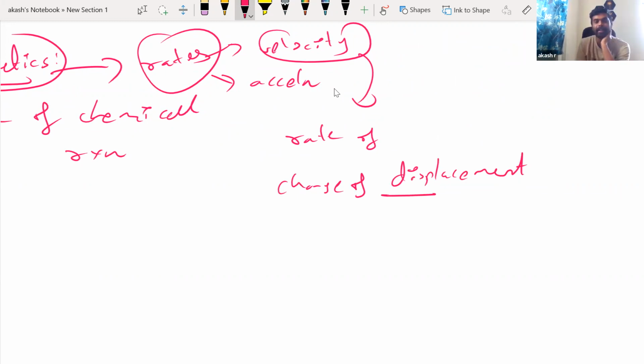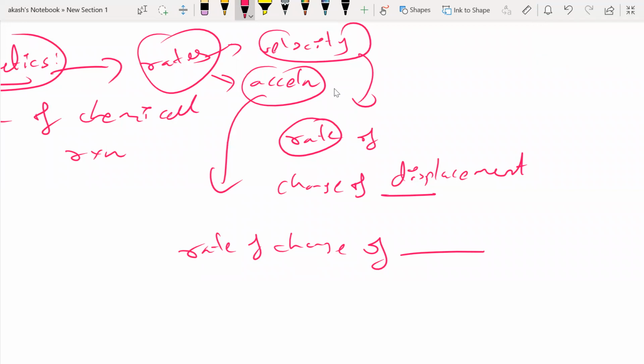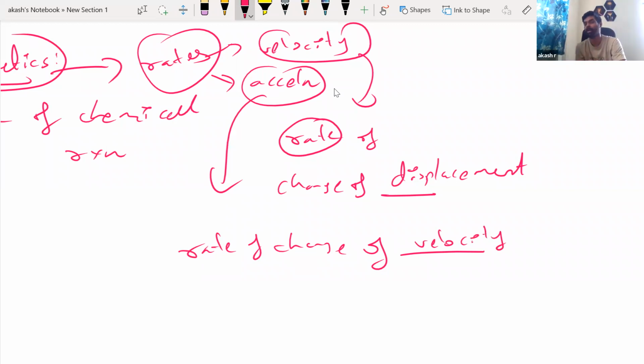Right? Now, look at this. Whenever we say rate of change of displacement, that is velocity. Acceleration, you would have been defining as rate of change of what? Acceleration is rate of change of velocity. Okay, and we have something called jerk. Jerk is rate of change of acceleration, like that.